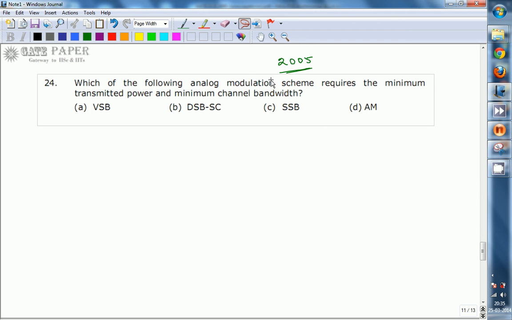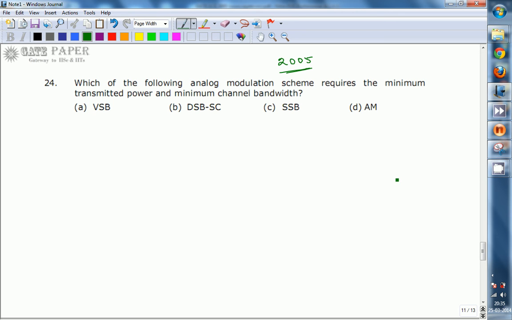Okay, this question is from the previous GATE paper in the year 2005 in the subject of communication systems. The topic is related to all analog modulations. The question is: which of the following analog modulation schemes requires the minimum transmitted power and minimum channel bandwidth? Here the four analog modulations are given: VSB, DSB-SC, SSB and AM.